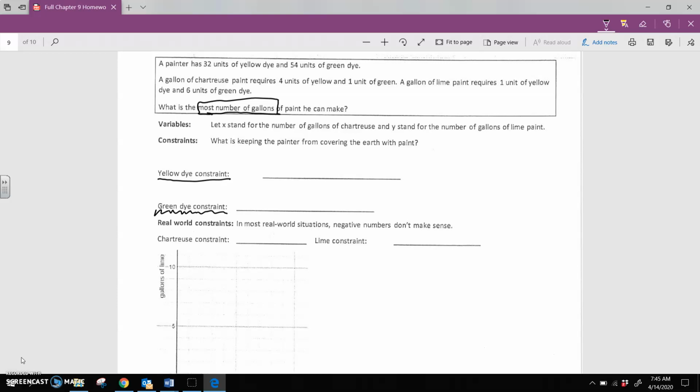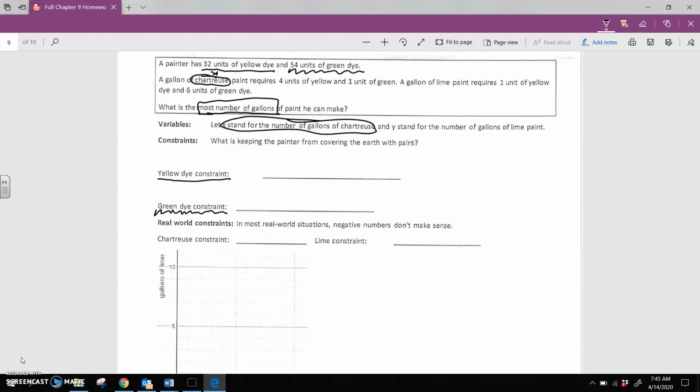So it says a painter has 32 units of yellow dye. So I'm actually just going to underline that. Originally, I would have maybe thought that yellow dye is X, but that's actually not the case. 54 units of green dye, because those are going to be part of these constraints. A gallon of chartreuse. Now we've just introduced something new, and so that's going to be our variable. So X is the number of gallons of chartreuse.